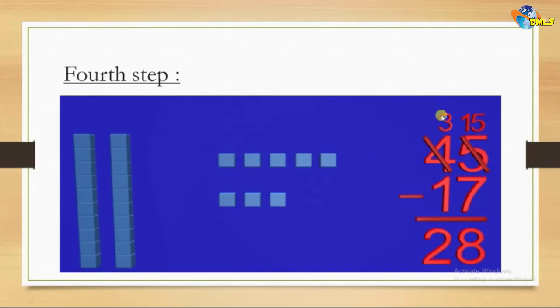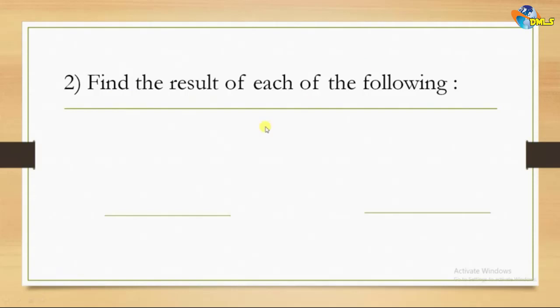Here I have 3 tens instead of 4 tens because we already borrowed 1 ten. When I subtract 3 tens from 1 ten, I get 2 tens, as you see here. So now I have 2 tens and 8 ones. So the remainder is 28. Let's practice on this part. Find the result of each of the following.